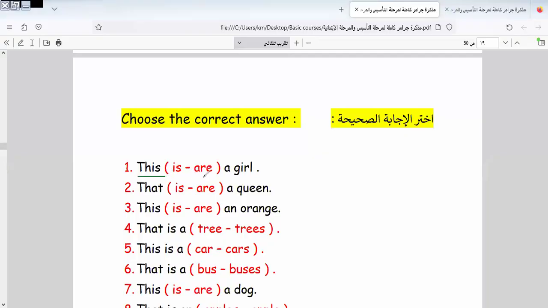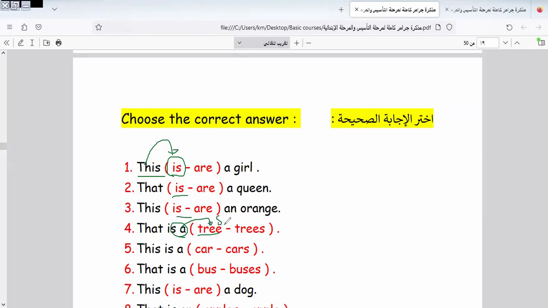Here we have this. Does this take is or are? It takes is. Why? Because this is singular and takes is. Okay, that is. Okay, this is. That is a tree or trees? That is a tree. Why tree? Because we have here a, which is singular. So I talk about singular, not plural.